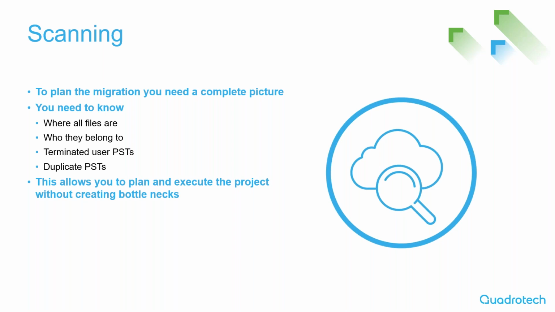For effective scanning, you need to know where the files are, who they belong to, and you also need to be able to address and plan for terminated user PSTs. So you've got to work with legal and everyone else to find what your retention policy is and make plans associated with it. You also need to deal with duplicate PSTs with the current times and again, the VPN problems and resources being really scarce.